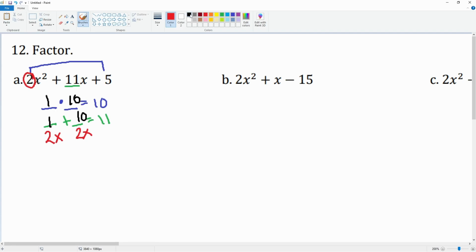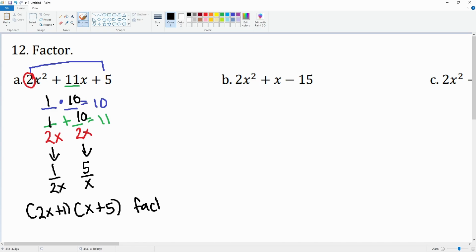Let's see if anything simplifies. This does not simplify, leaving you with just a 1 over 2x. The 10 over 2x does simplify because 2 goes into both, becomes 5 over 1x. Okay. The factors are going to be bottom plus top. So it is 2x plus 1 and x plus 5. Here you are done because this is already now in factored form. Okay, you're done. You factored it.